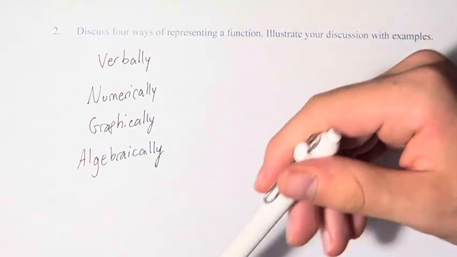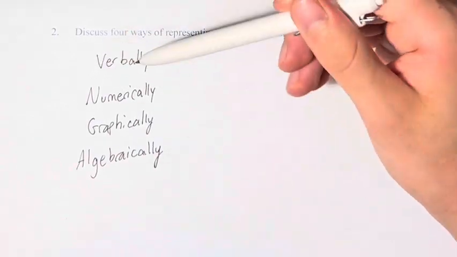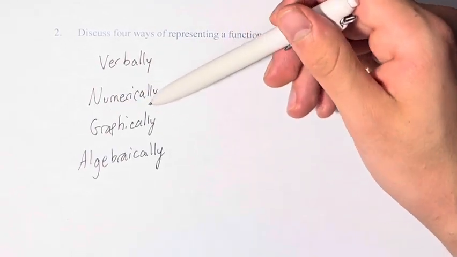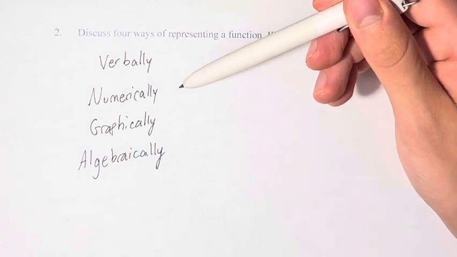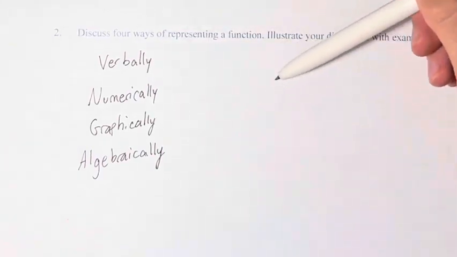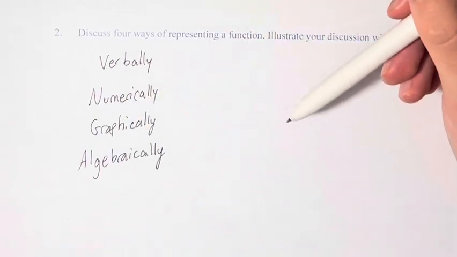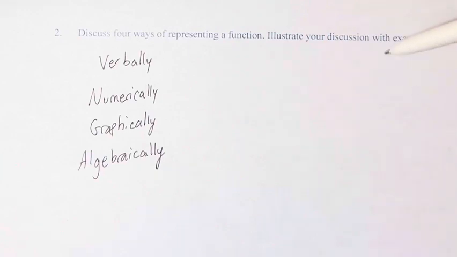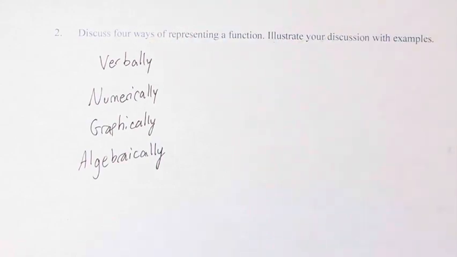So the basic summary of all these different ways: verbally means describing the situation with words. Numerically means you have a table of values where you connect one variable to the other at different values. Graphically is graphing the function, and algebraically is providing a formula for the function. So I'm going to do the example where the output is equal to the input.